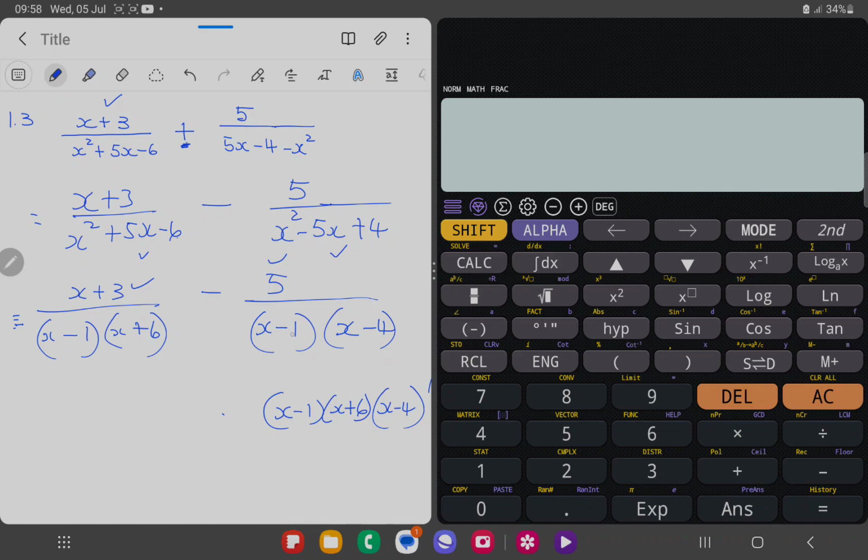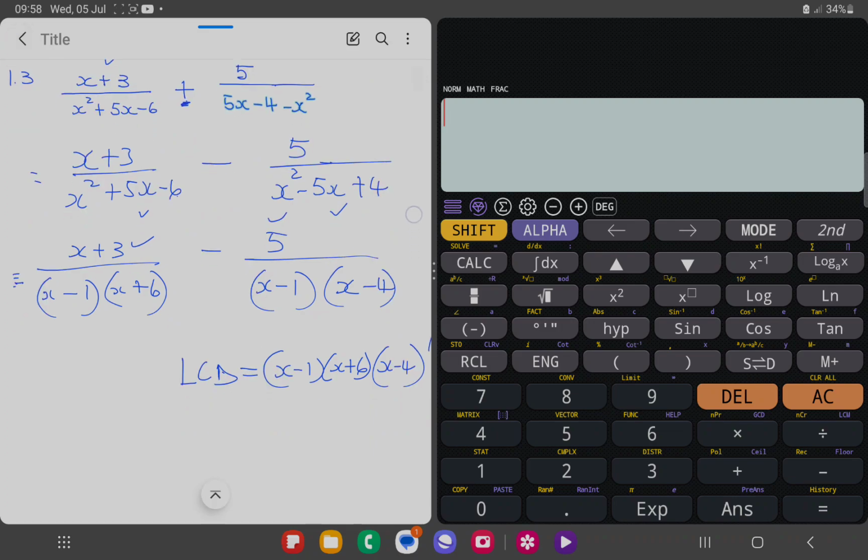There's no need to rewrite this x minus 1, unless the factors here were x minus 1 all squared. Okay, so now let us say this is our LCD. This is LCD, that means the lowest common denominator. The lowest common denominator is given.